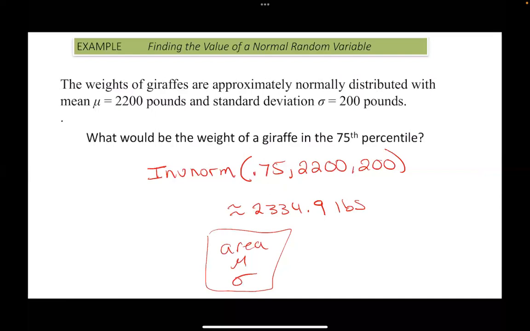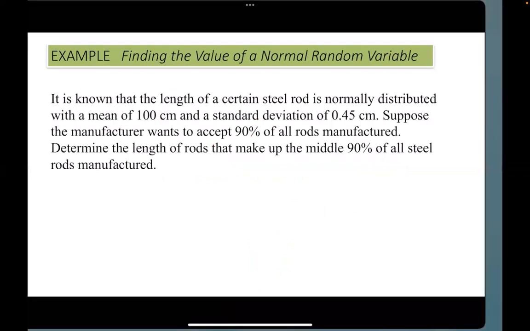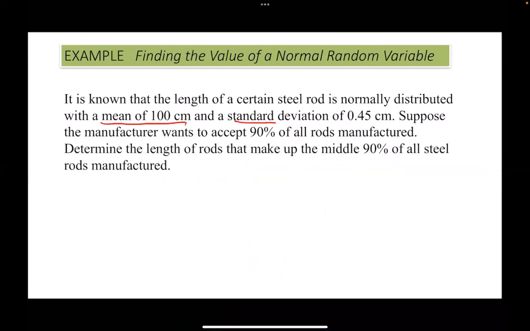Okay, so this is the place where, if you don't have the left, center, right options, I'm hoping that I don't mess you up too much. Drawing a picture is going to help here. We know that the length of a certain steel rod is normally distributed with a mean of 100 centimeters and a standard deviation of 0.45 centimeters. Suppose the manufacturer wants to accept 90% of all rods. We want to know the length of rods that make up the middle 90%. So we're looking for the middle 90%.